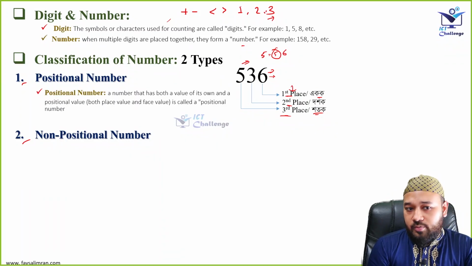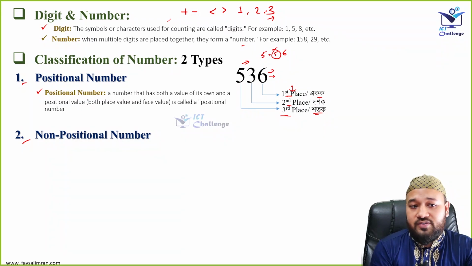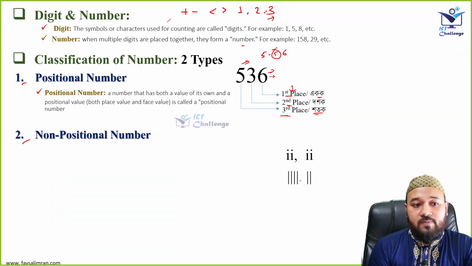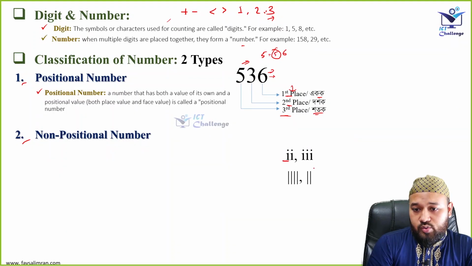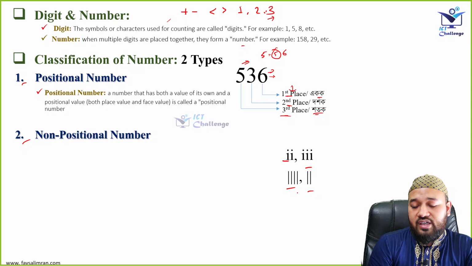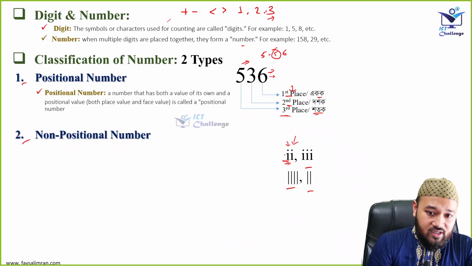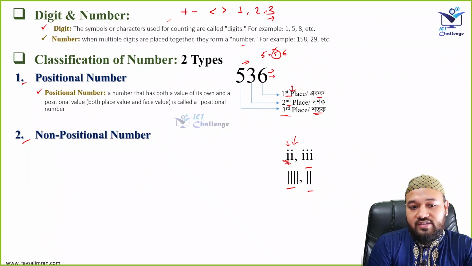So what is the definition of a positional number? A number that has both a value of its own and a positional value. That means every digit has a place value, so that is called a positional number. Also we have non-positional numbers, like II, III, that is a Roman number, and tally marks, that is a tally number or tally digit. That is a non-positional number because in this case those digits do not contain a place value or positional value. If they had positional value, we must call them like 11, we must call them like 111, right?